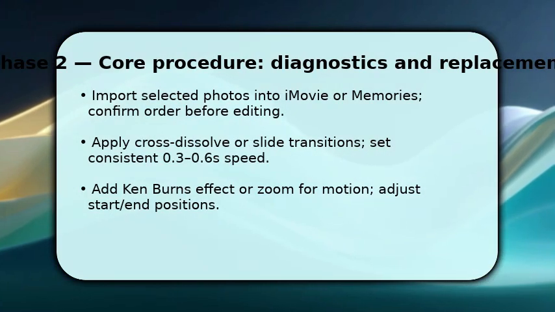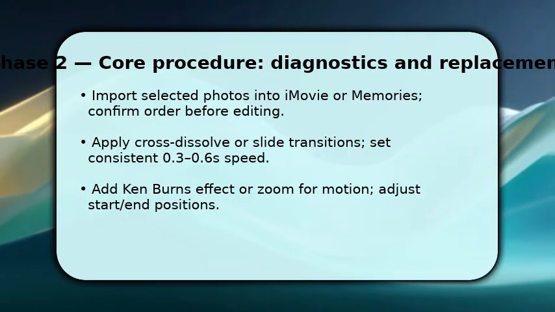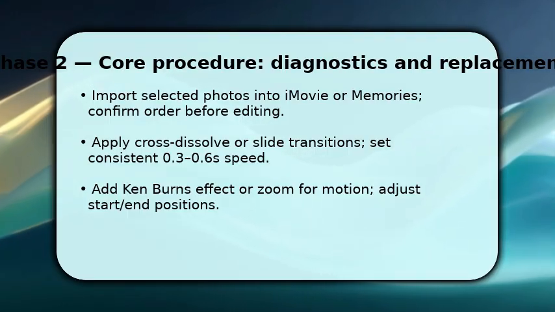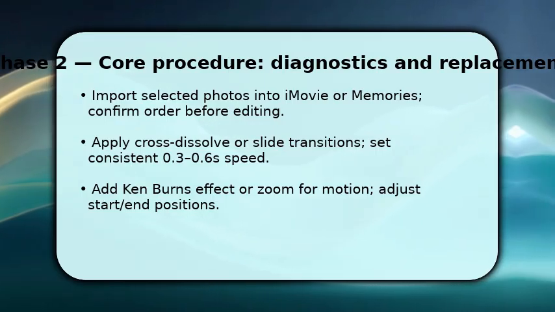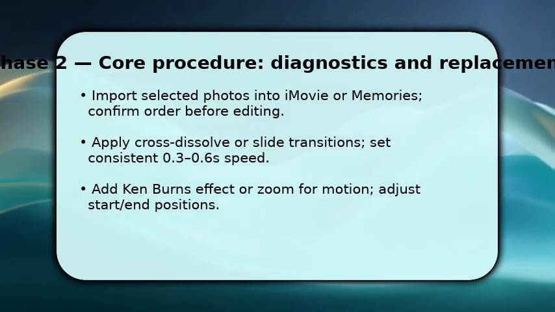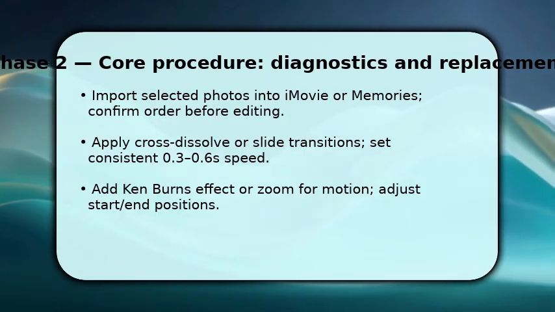Now you construct the timeline. Import your selected images and confirm their order. Changing order later slows you down. In iMovie, tap each clip to set duration and add transitions. In Photos, open a memory and edit length and music.